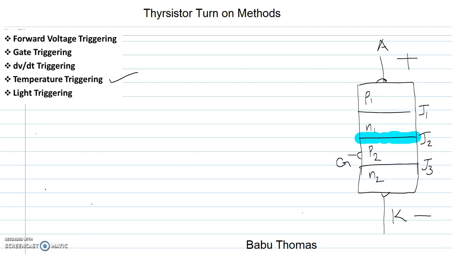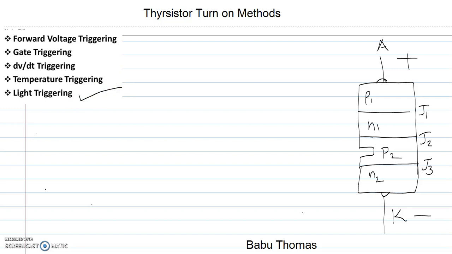So with the increase in temperature, the width of the depletion layer decreases, and as a result more charge carriers will be flowing across the junction. So the more the junction temperature, the more carriers will try to flow across the depletion layer, which will reduce the width of the depletion layer, and it goes as a cumulative action, and at the end the reverse biased junction vanishes and the device goes into the conduction mode. That is about the temperature triggering. It is also known as the thermal triggering method of turning on the thyristor.